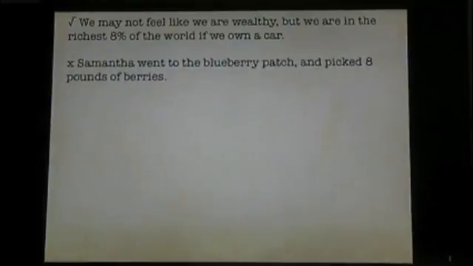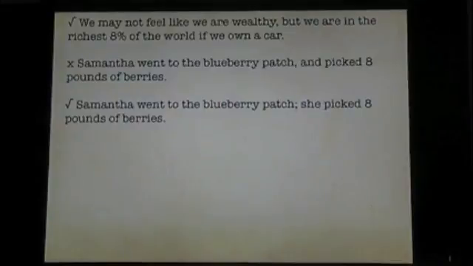Samantha went to the blueberry patch and picked 8 pounds of berries. Now, see if you can figure out what's wrong with this sentence. There's a comma and there's a conjunction, but we only have one complete sentence: Samantha went to the blueberry patch. The second half, picked 8 pounds of berries, is a fragment. So you can't use a comma and a conjunction here. In order to fix it, you would have to put, and she picked 8 pounds of berries.